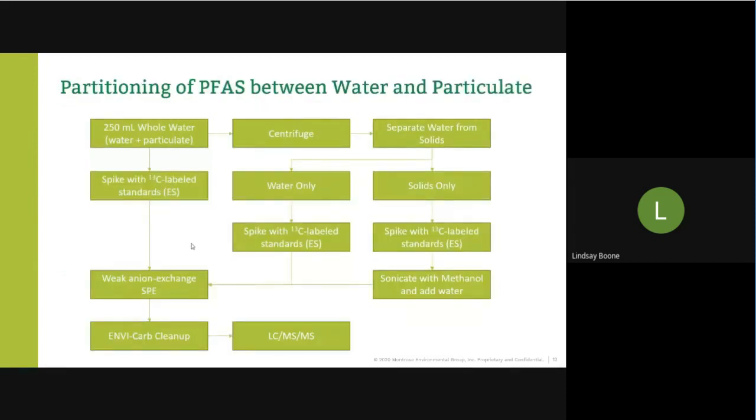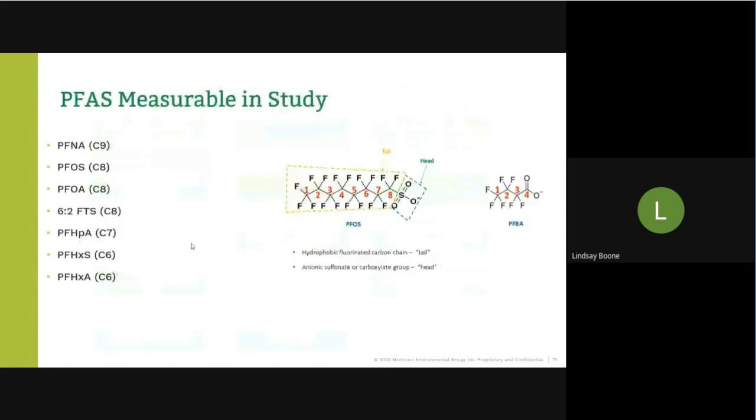So what we wanted to see first was, do these PFAS partition between the aqueous layer and the particulate layer of the sample? The way we did this was we actually separated the particulate from the aqueous portion of the sample. We centrifuged the sample to form a pellet, decanted off the aqueous portion, and did separate extractions on the pellet and on the aqueous portion. So we're almost treating it as two different samples.